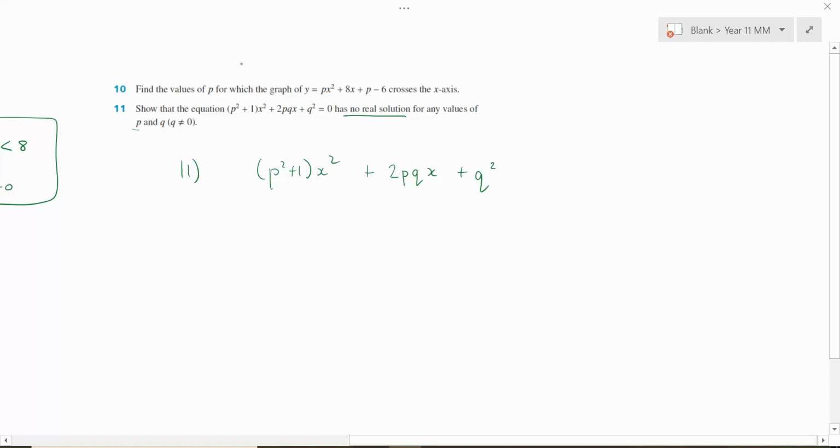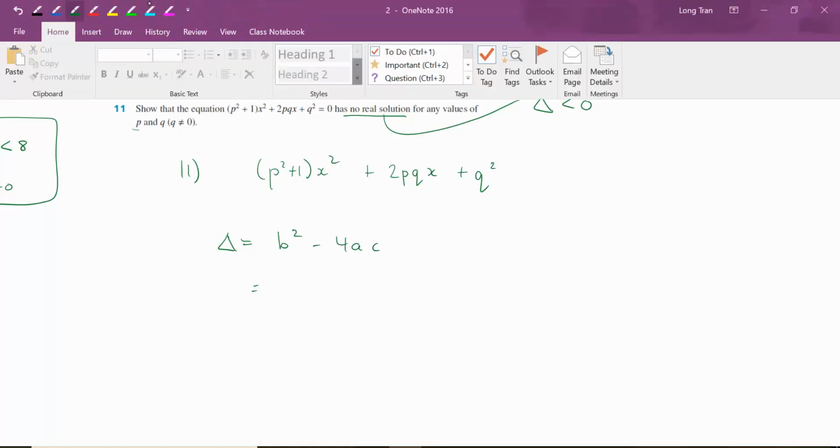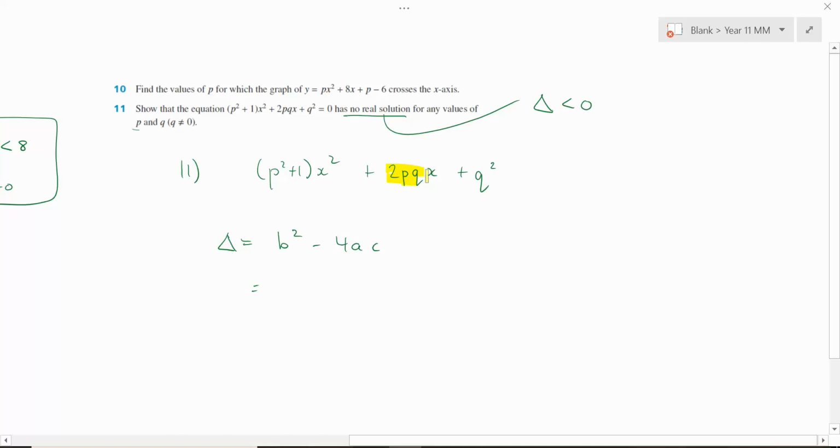So you just basically want to show that there are no real solutions, meaning no x-intercepts. No x-intercepts implies that the discriminant is less than 0. The discriminant is b squared minus 4ac. So my b is 2pq, my a is p squared plus 1, and my c is q squared. If I were to write this down, that's 2pq squared, minus 4 times a, which is p squared plus 1, times c, which is q squared.